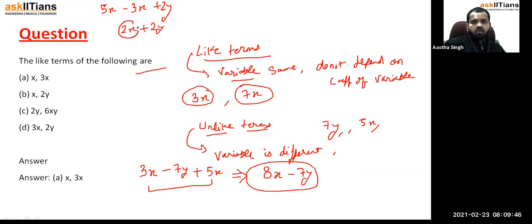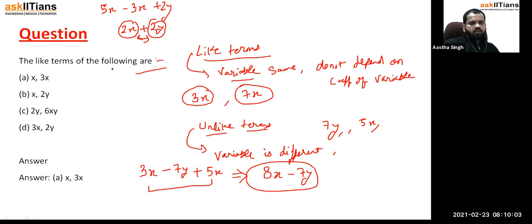Because now 2x and 2y are both unlike terms. You cannot add them. You can add, subtract, multiply your like terms. I think now you got the point. So, the like terms of the following, we will now move to the question.